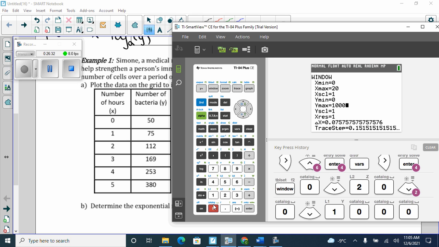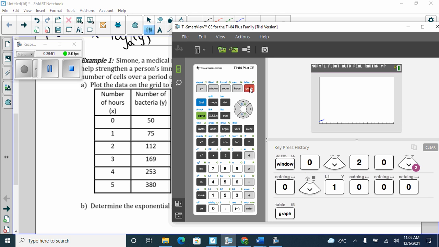Remember, this is something to note. Exponential growth and decay is fast, right? So it's 112, 169, 253, 380. For doubling, it's going to get really big fast, correct? So going from 380 to like 400, you're not going to see past that point. Okay? Let's press graph.